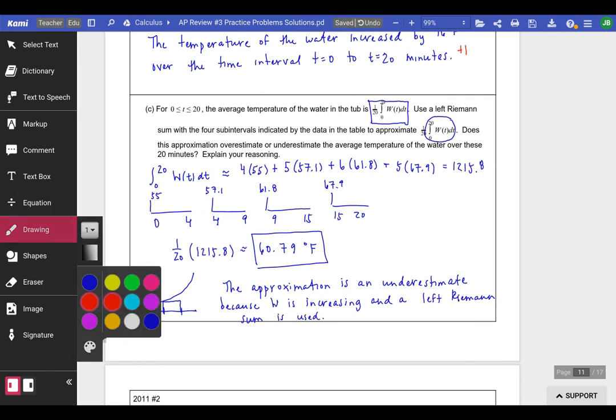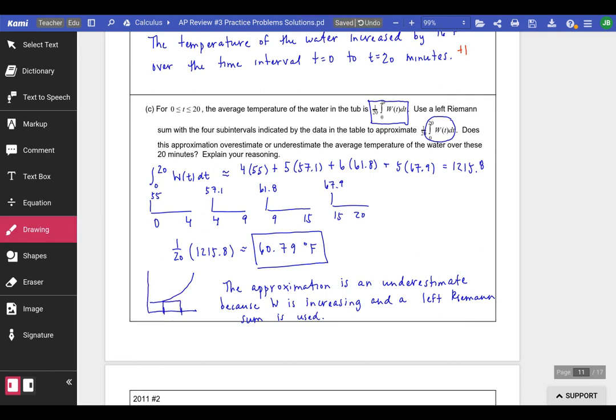Okay, so then last thing here for points, we got 1 for just coming up with the approximation of the integral, 1 for approximating that average value, and then 1 for the answer here stating that it's an underestimate and then explaining why.